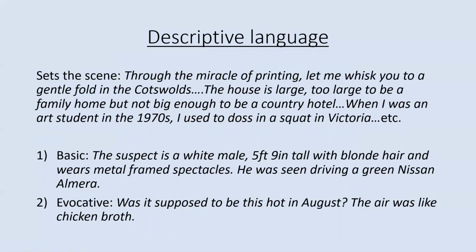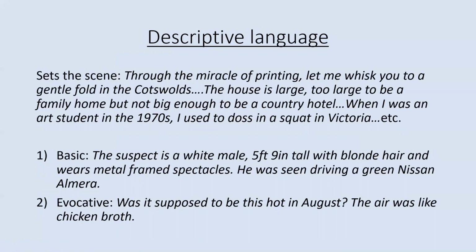When I was an art student in the 1970s, I used to doss in a squat in Victoria. Now here, the writers use descriptive language to evoke the time, you know, talking about himself as an art student back in the 1970s. I used to doss in a squat in Victoria. So straight away we can picture, rightly or wrongly, a kind of cramped, untidy, dingy environment in the centre of London through the use of those words doss, squat. You can almost sense the sleeping bag on the floor. But descriptive language can also be quite basic.